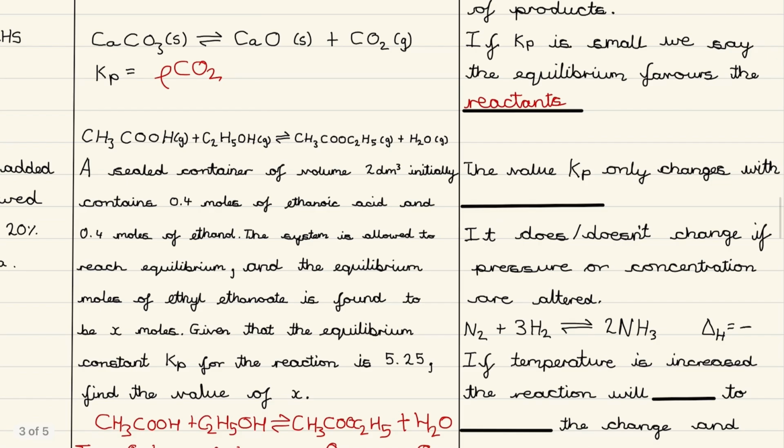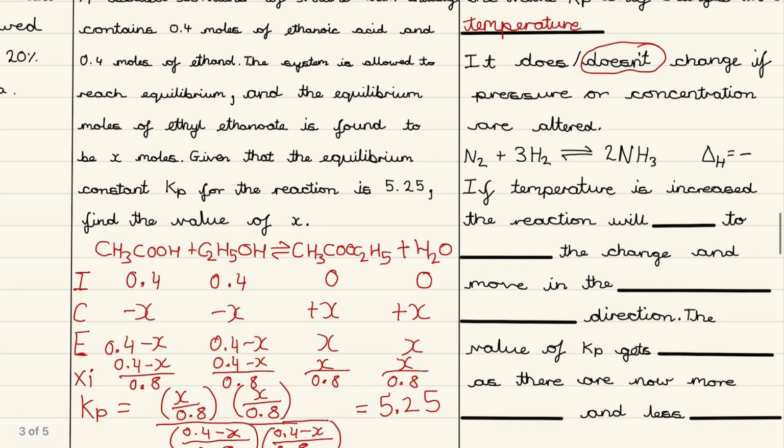The value Kp only changes with temperature. It doesn't change if the pressure or concentrations are altered. If temperature is increased, the reaction will shift to oppose the change and move in the backwards endothermic direction. The value of Kp gets smaller since there are now more reactants and less products.